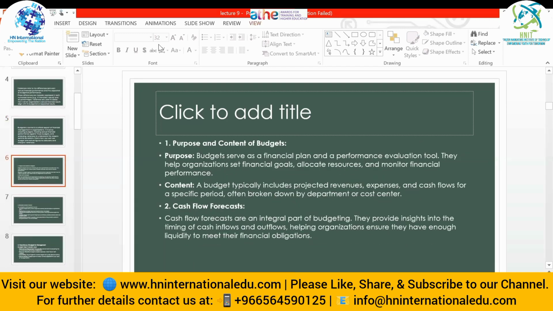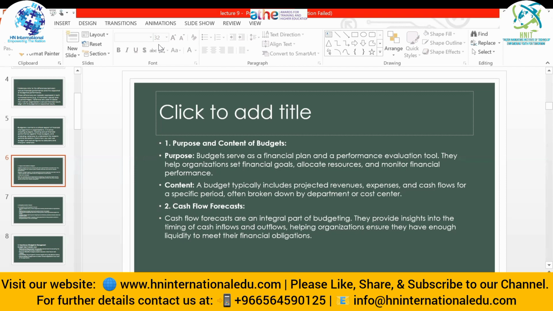The first point says purpose and content of the budget. Now, what is the purpose of it? Budgets serve as a financial plan and a performance evaluation tool. They help organizations set financial goals, allocate resources, and monitor financial performance. So this is the overall purpose of the budgetary control.